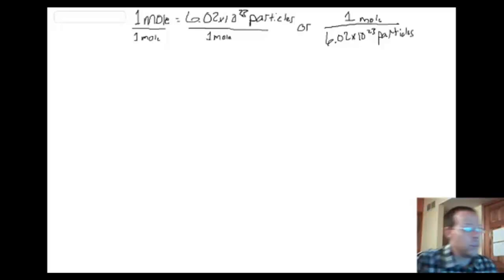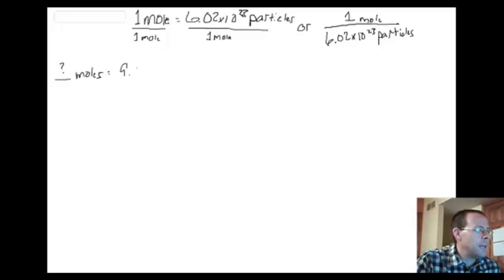So we're going to have a couple examples, because there's 2 ways this can go. So I might say, how many moles are, let's just do a big number, 9.84 times 10 to the 24th particles.